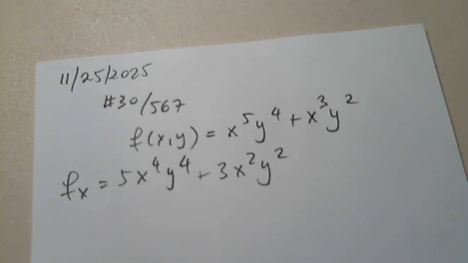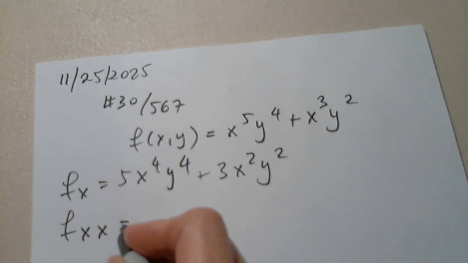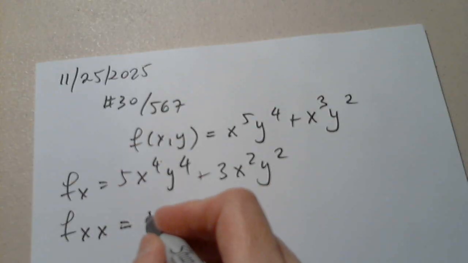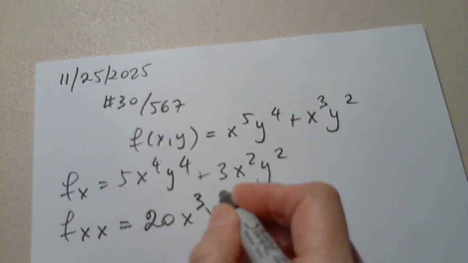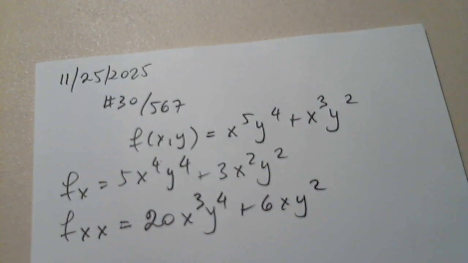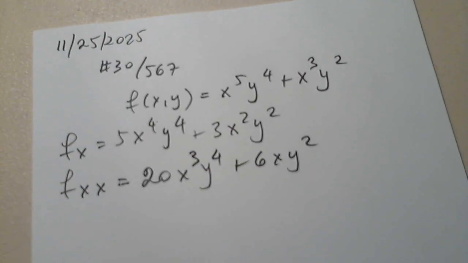The next step, if you want fxx, I differentiate this again with respect to x. I bring 4 down, so I have 20x to the third, y to the fourth. I bring 2 down, 6x, y squared. If this is not clear, let me know, please.